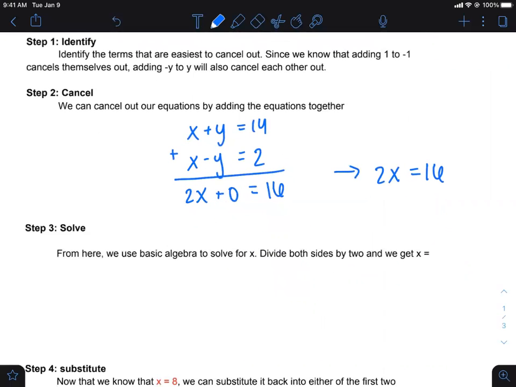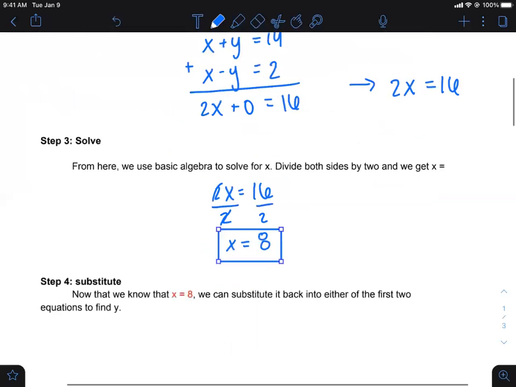So from there, once we have added them together and canceled out our y's, in this example, we're going to use our algebra skills from the last unit. So 2x equals 16. Ariana, walk me through it. Okay, how? Beautiful. Divide both sides by 2. x is equal to 8. Good. All right, Claire, you're going to be up next.